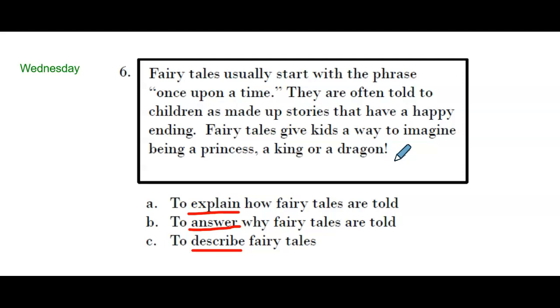Now, we've learned all about fairy tales, but let's see why the author wrote this passage. Let's go back to A. Answer choice A says to explain how fairy tales are told. Remember, explain means we need to look for transition words like first, next, then, or last, or steps like step 1, step 2, step 3. Did you remember reading any transition words or seeing any numbers? Not in this passage, so let's slash the trash.